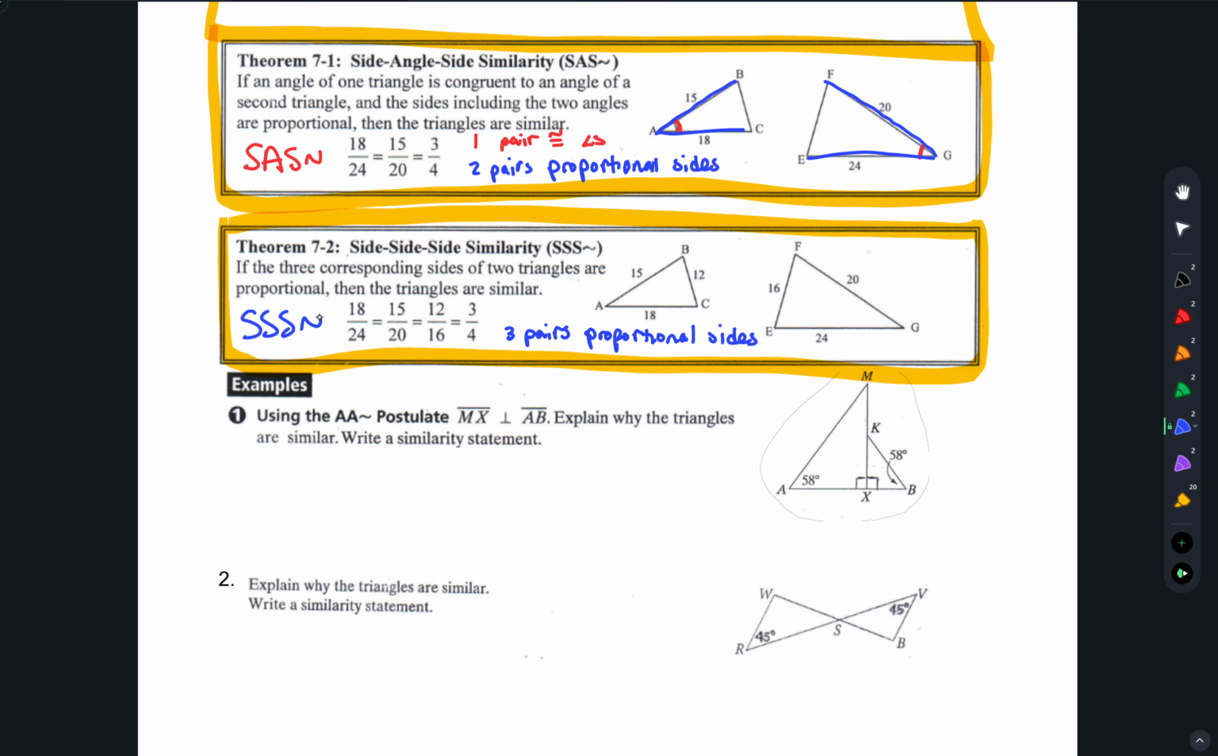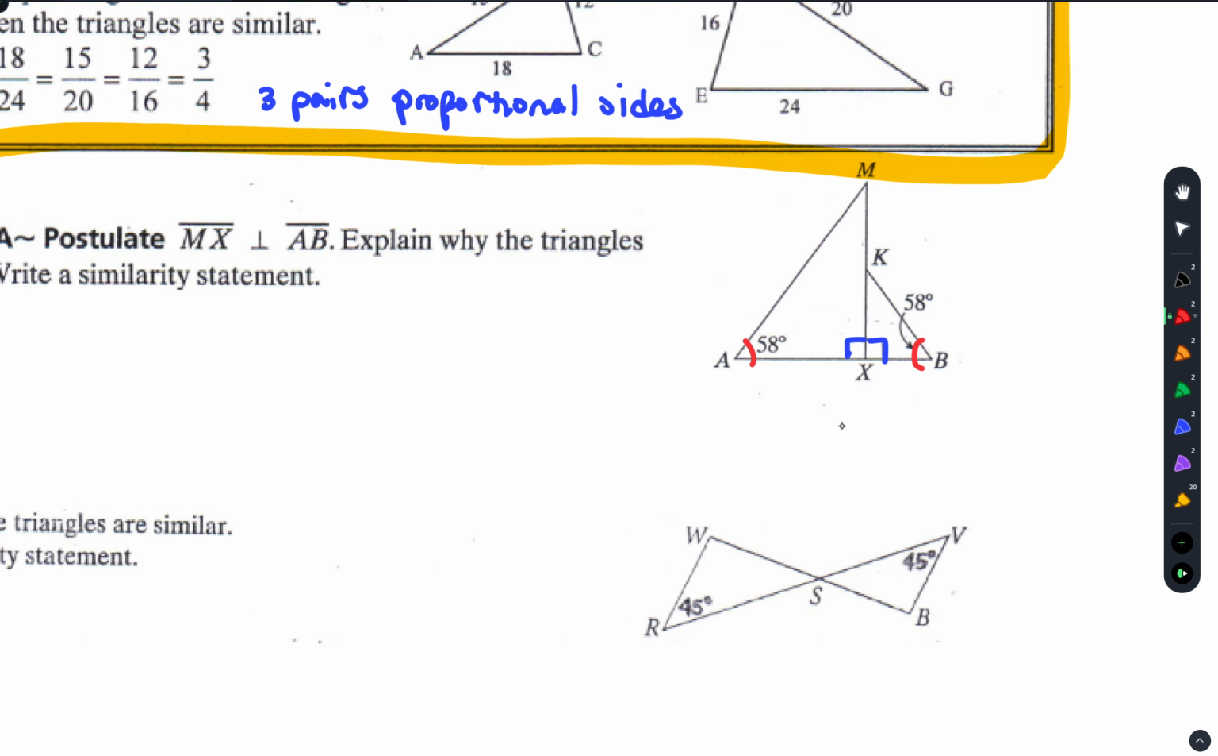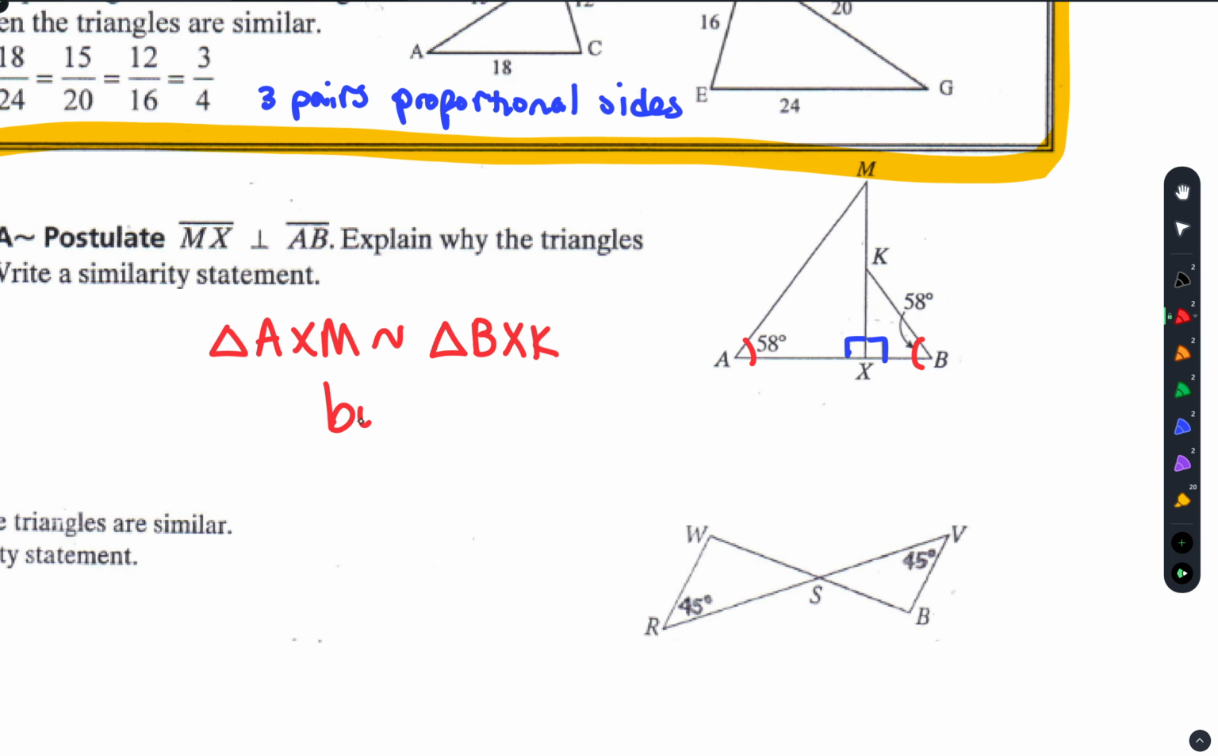So let's first start off with two examples of angle-angle similarity. We're just going to see why they are similar and then write the similarity statement. So I have two right angles. Those are a pair of congruent angles for me. And then I also have two pairs of 58-degree angles. Therefore, two pairs of angles that are congruent gives me that these two triangles, and here's where we have to make sure that we line things up, AXM is similar to triangle BXK by angle-angle similarity. That's literally it. Angle-angle is nice and easy.